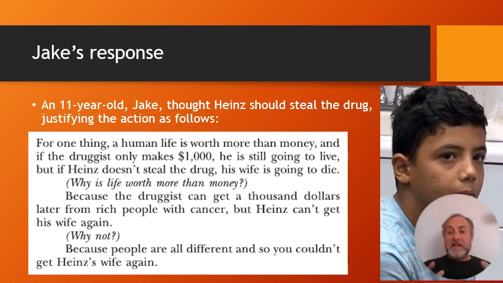So Jake is pretty Kantian here. And he's making some universal moral claims. Human life is worth more than money, and so on. So Kohlberg is going to place Jake pretty high on the stages of development. He's on stage 6 here. He's making some universal moral claims.